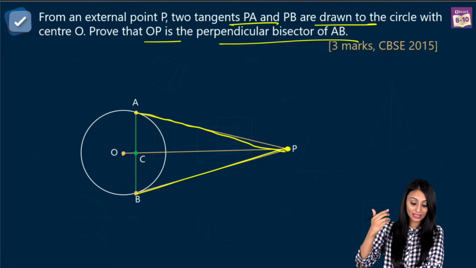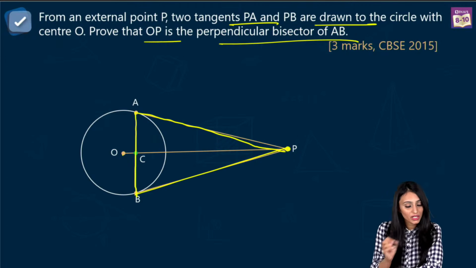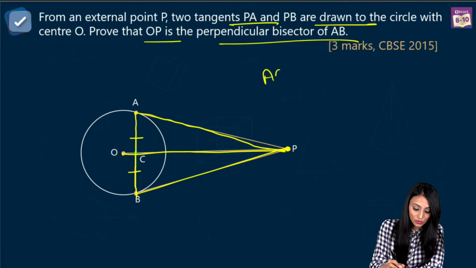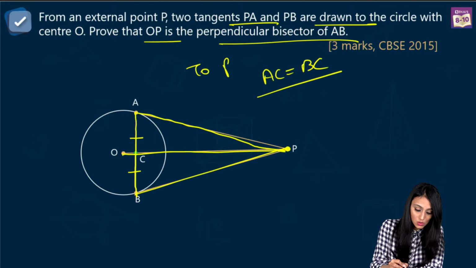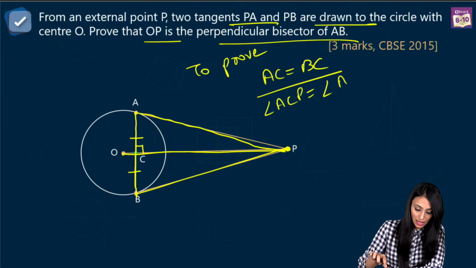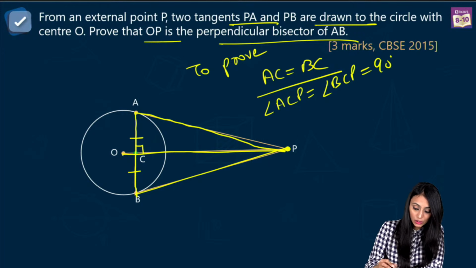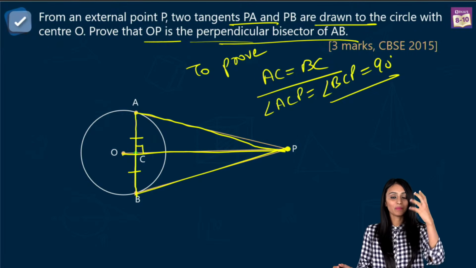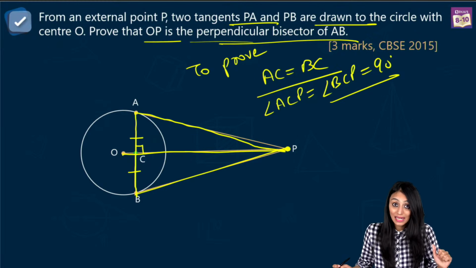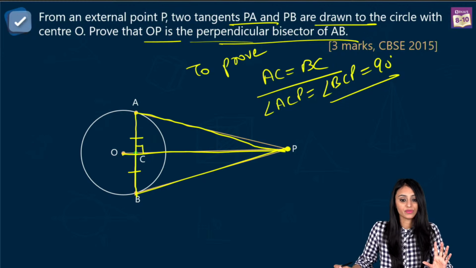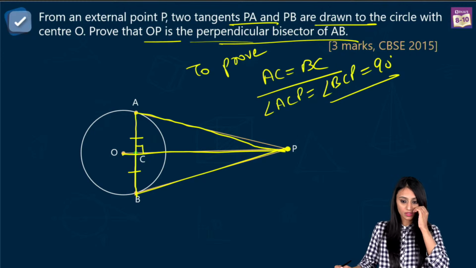When it says perpendicular bisector of AB, first of all, you need to join AB. Perpendicular bisector means it is dividing AB in exactly two parts. That means you need to prove that AC is equal to BC. Also, you need to show that this angle over here is 90 degree. This angle ACP, or you can say angle BCP, is equal to 90 degree. You need to know the meaning of this line. OP is the perpendicular bisector of AB, right? Not only 90 degree, you have to prove that it is bisecting the line segment also. Correct. Congruency, right? This is what we are going to use.